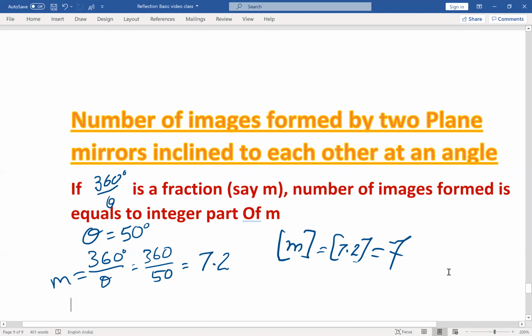With this, I can conclude the plane mirror and different cases of reflection. Let us go with some numericals, once you understand this basic concept. Thank you.